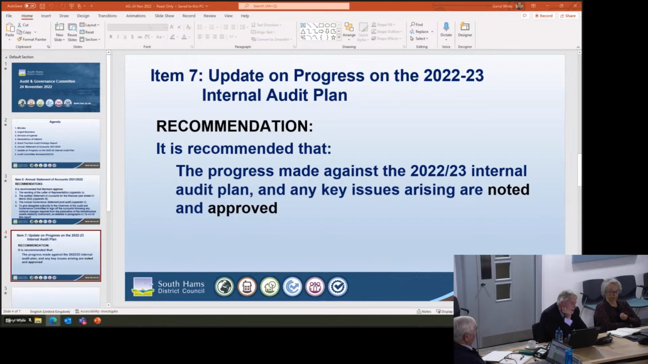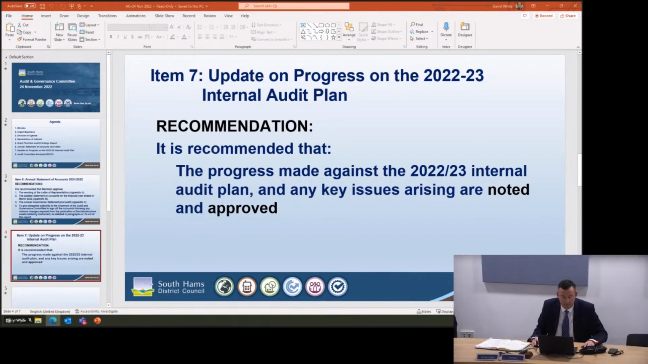Do any other councillors have any questions on that particular agenda item? So that's agenda item number 7, and the recommendations. There are 3. Hold on a second, I'm just finding the page with the recommendations on. The progress made against the 22-23 internal audit plan and any key issues arising are noted and approved. Do I have someone to move the recommendation? Councillor Rowe, seconded by Councillor Taylor. All those in favour? That's unanimous, thank you, Chair.